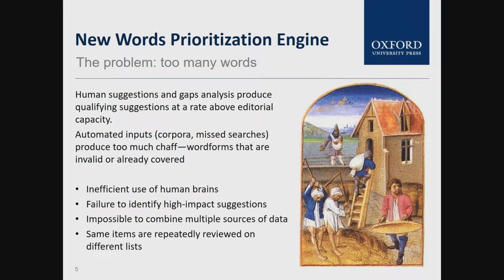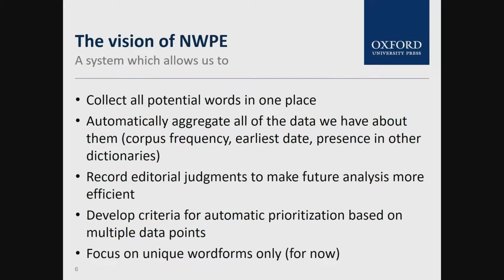Searching through all these suggestions, it's not a good use of the human brain. We often miss the things that are actually highest impact because there's so much to look through. There are so many sources of data, it's very difficult to combine them all, and we have the problem where a different person will go back over the same ground again and again. So, the vision of the prioritization engine is to have one place where we have all of this vocabulary, aggregating all of the information that we know from our various systems, and that includes frequency, includes dating. Of course, with the Oxford English Dictionary, we have a very strong historical database that we can draw on.